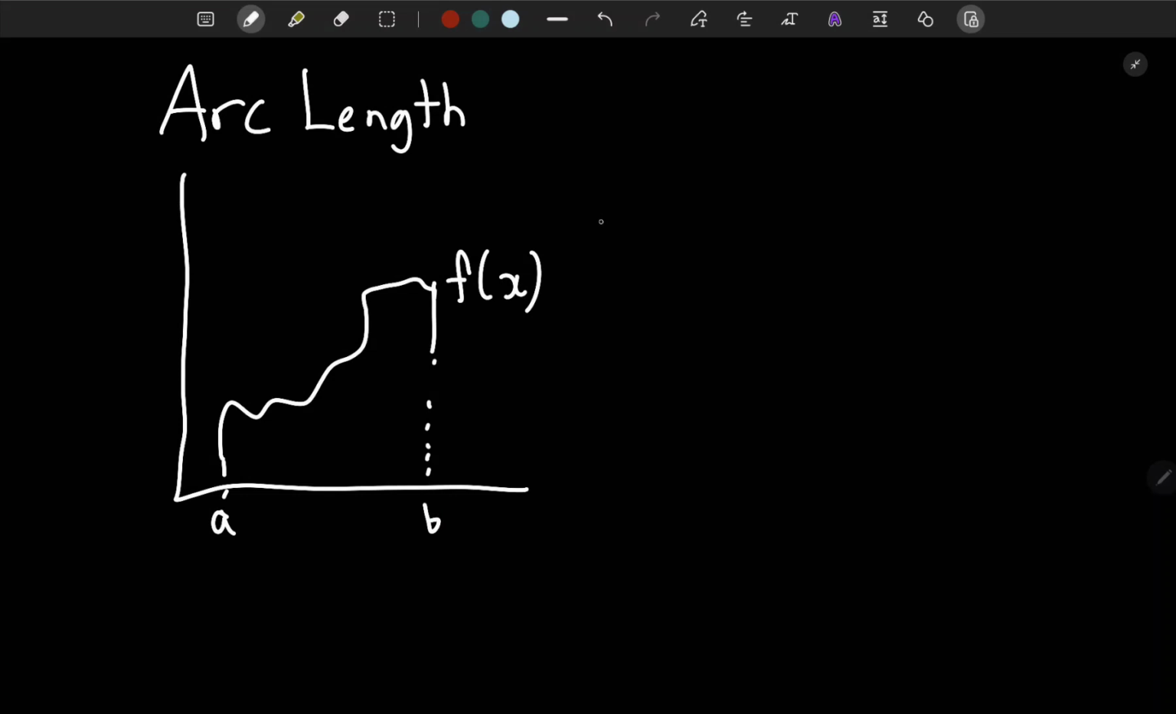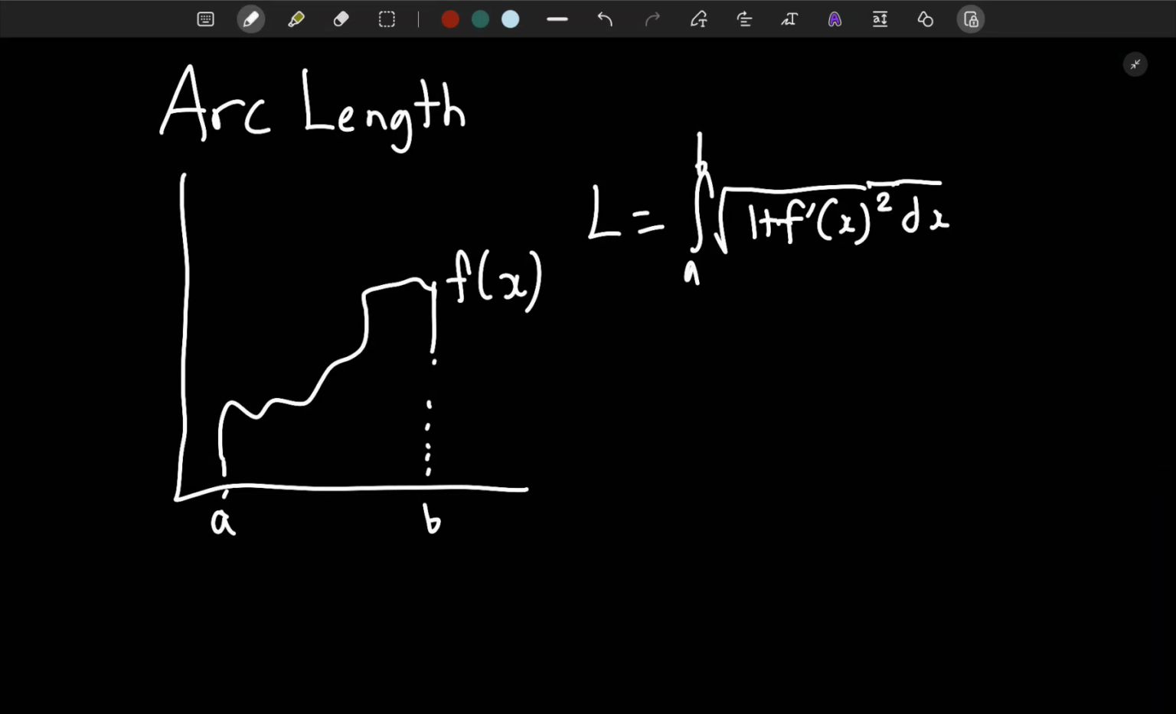Now the formula states that L, the length, is equal to the integral from a to b of the radical of 1 plus the derivative of f of x, so the derivative of the function, squared, and we are integrating in terms of x, so dx. And that's basically it. Whatever function you get, you differentiate it and use this formula. It's pretty simple and straightforward. Let's look at an example.